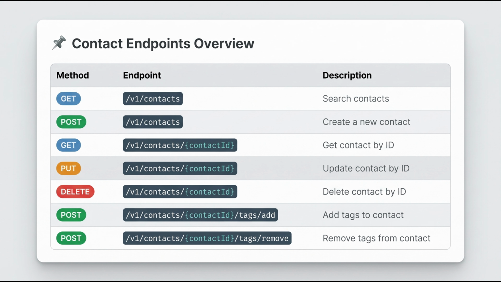Available contact endpoints. The Contacts API provides several endpoints for managing contact records. You can search contacts, create new contacts, retrieve a contact by ID, update existing contacts, delete contacts, add tags to contacts, and remove tags from contacts. These endpoints allow you to manage your customer data entirely through code.